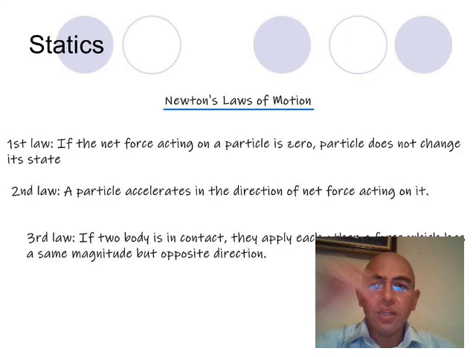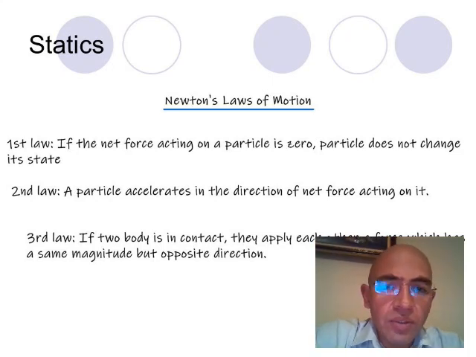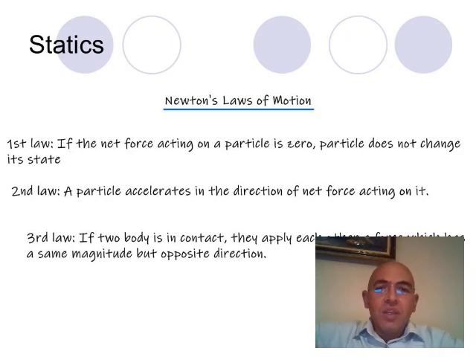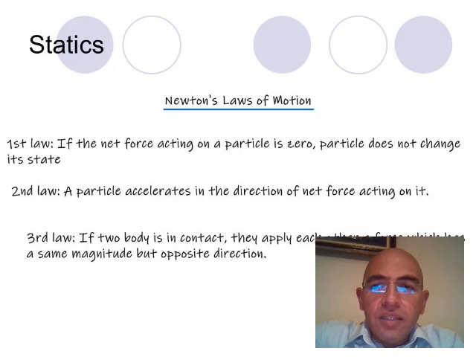Okay. Now, second law, the famous one: a particle accelerates in the direction of the net force acting on it. So we know this rule as force is equal to mass times acceleration. F is equal to m multiplied by a. So this is the second law of motion.